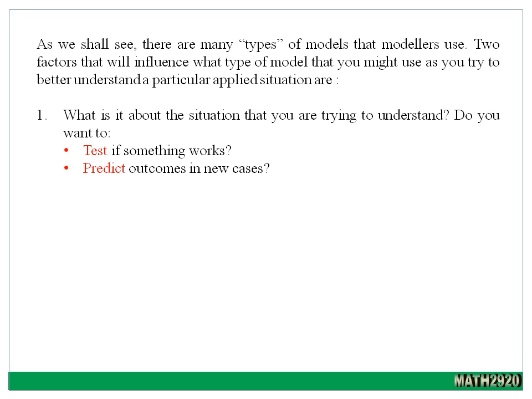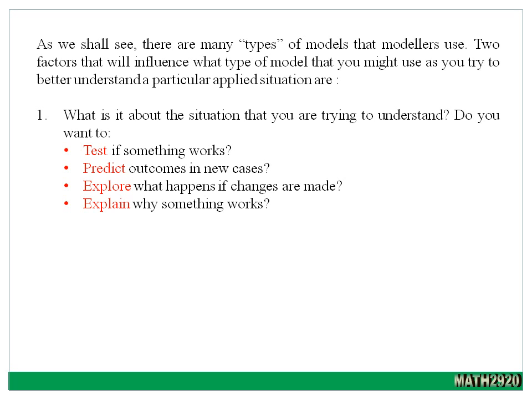You might know something about the situation you're modelling and you want to find out what happens in cases that you don't know about, so you want to predict outcomes. You might want to explore what happens if changes are made. So you have a situation, you model it, and then you make some changes to it to see if you can get something else. And finally, you might want to explain why something works, in which case you make your model, compare its results to what you observe, and then the inputs to your model will tell you something about why the situation works.